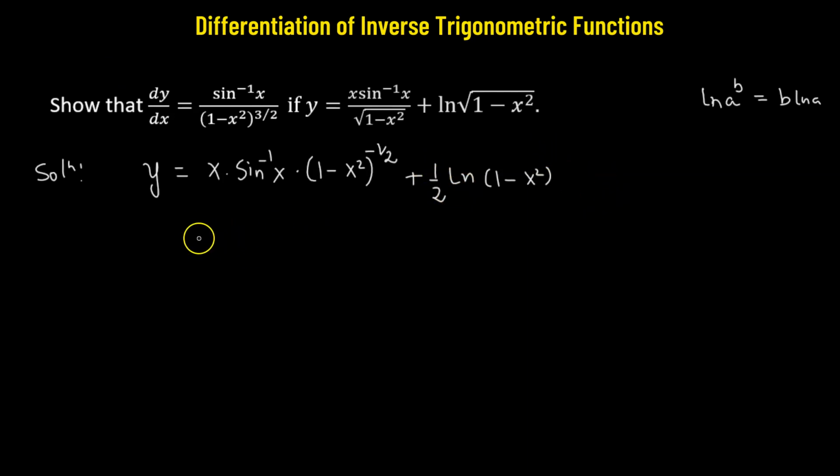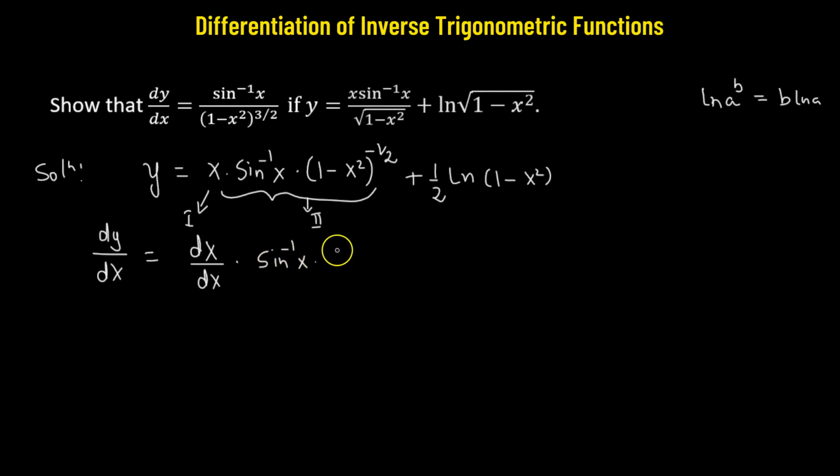Now we will differentiate both sides with respect to x. So we have derivative of y with respect to x equals derivative of this particular expression. We'll treat x as the first function, and sine inverse of x times 1 minus x squared raised to the power of negative half as the second function. Applying the product rule, we have derivative of the first function with respect to x times simply the second function, which is sine inverse of x times 1 minus x squared raised to the power of negative half, plus x times derivative of the second function.